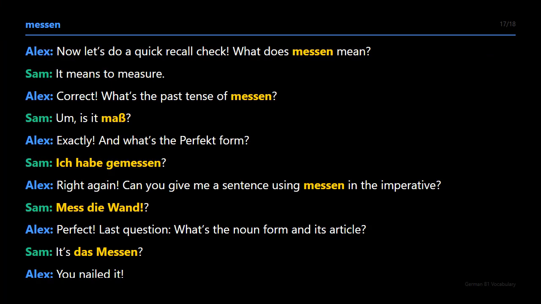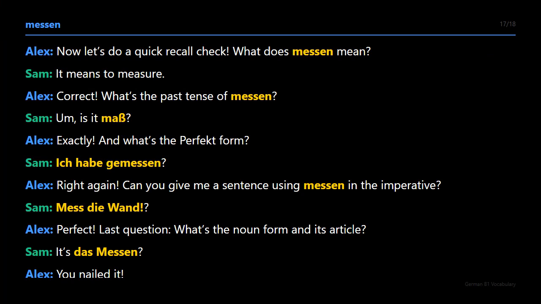Now let's do a quick recall check. What does messen mean? It means to measure. Correct. What's the past tense of messen? Is it maß? Exactly. And what's the perfect form? Ich habe gemessen.